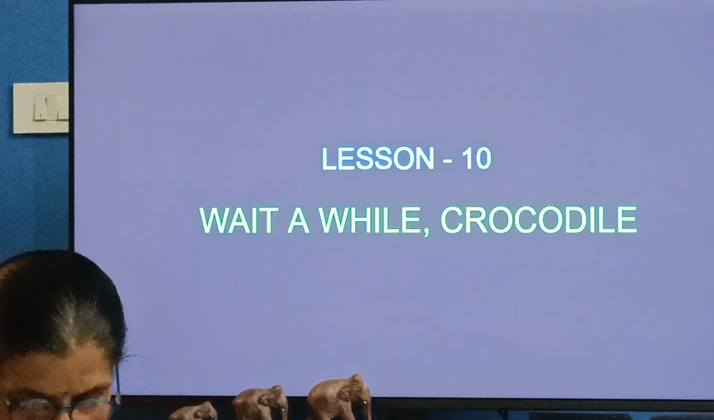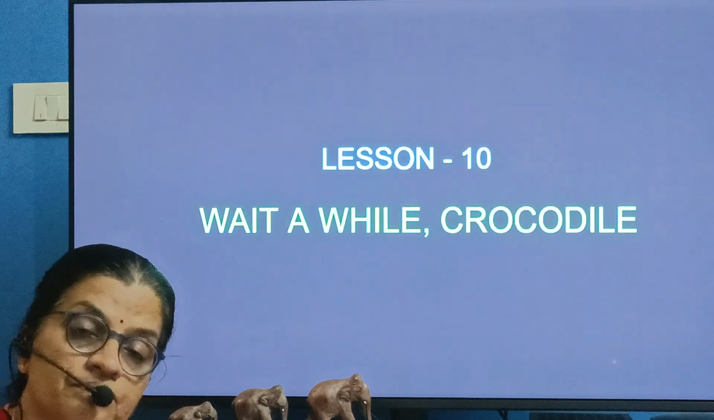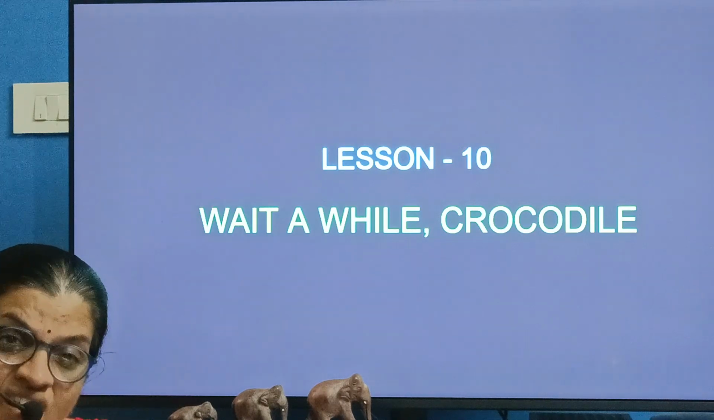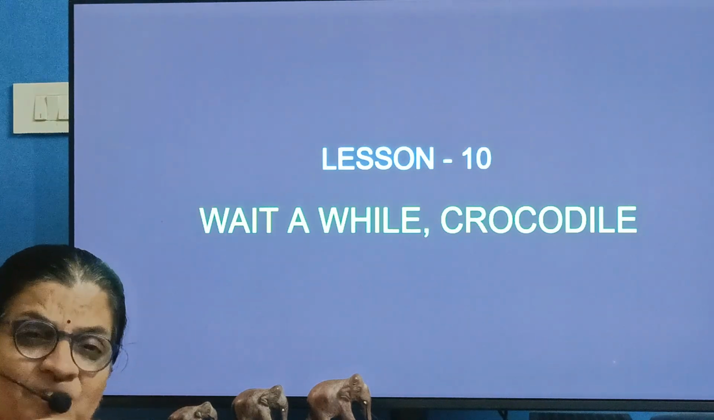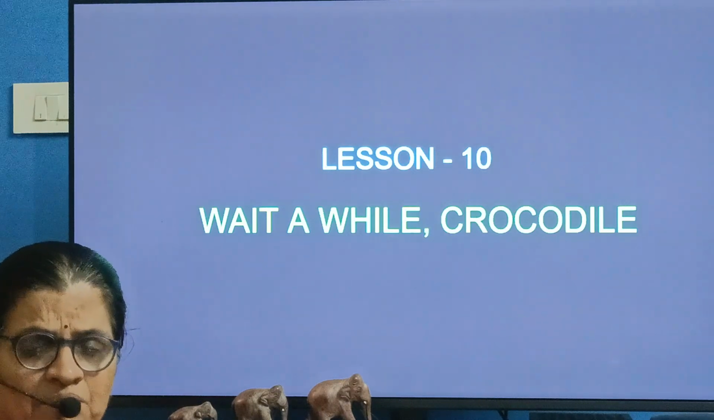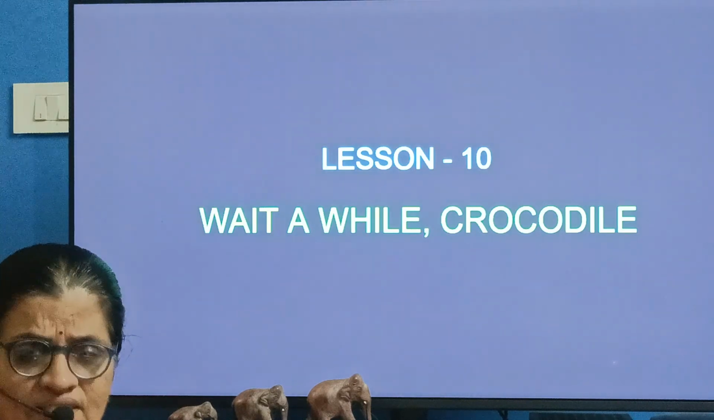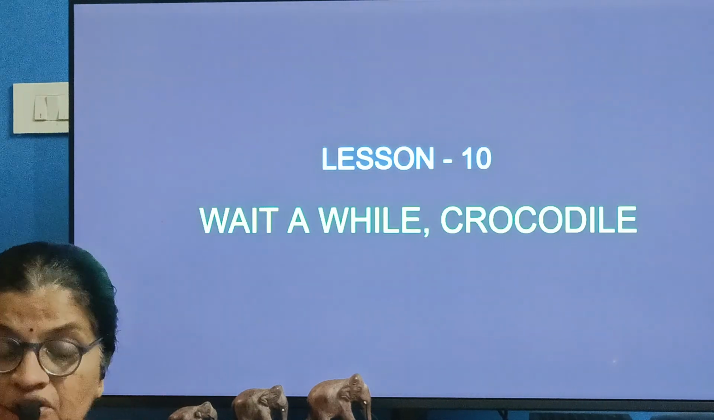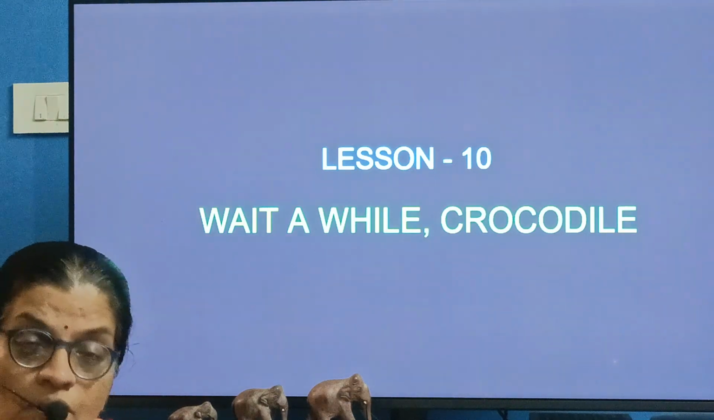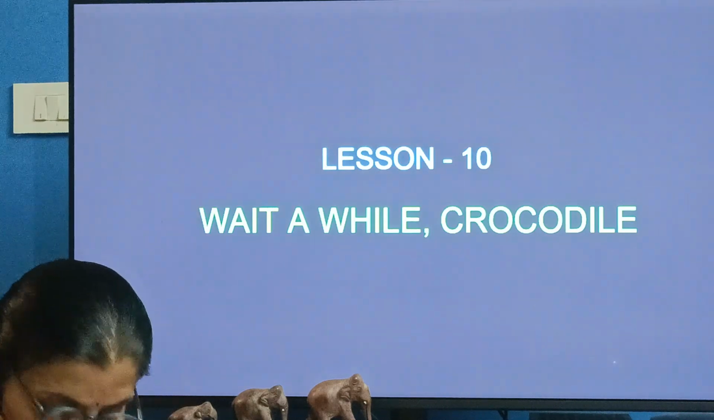And the strong tail helps the crocodile swim quickly. So they have a strong tail. You can see that the skin is very hard, and when you look at them, we won't like to go near them. We can look at them only from a long distance. But they have a very strong tail. This strong tail helps them to swim as well as move very quickly.